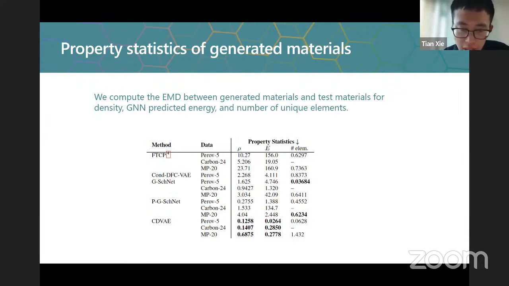What we found is that basically CDVAE is doing much better in the density and the energy distributions, but it has some problem in the number of unique elements. Basically, it generates on average more unique elements than the ground truth material. So you're kind of having a mixing of modes problem with the generative model that we have. And this is a problem that we are actively trying to resolve with some of the research that is going on here.